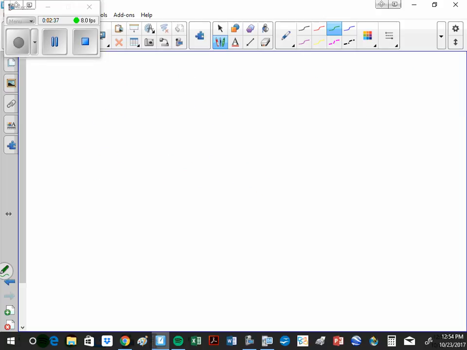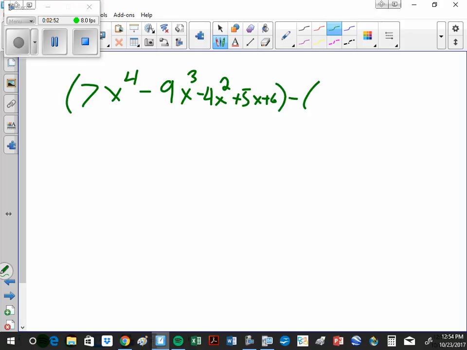That's addition. What about subtraction? Take a look at number 10. 7x to the 4th minus 9x to the 3rd minus 4x squared plus 5x plus 6. And I'm going to subtract 2x to the 4th plus 3x to the 3rd minus x squared plus x minus 4. How do I subtract one polynomial from another? It's a little bit different. I need to distribute the negative.